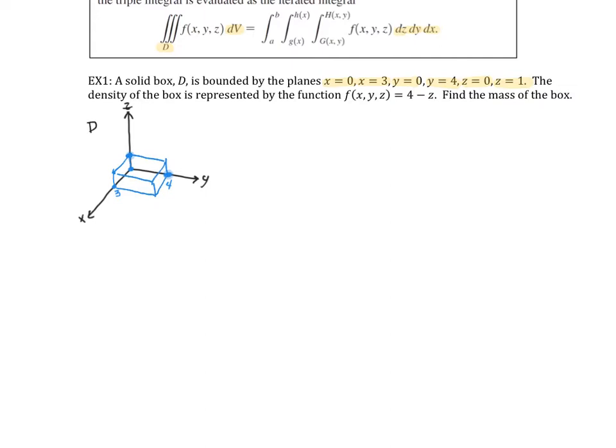And my limits of integration here are going to be x values from 0 to 3, y values from 0 to 4, and z values from 0 to 1. These are constant limits of integration, so technically the order that we set up our integral really doesn't matter.